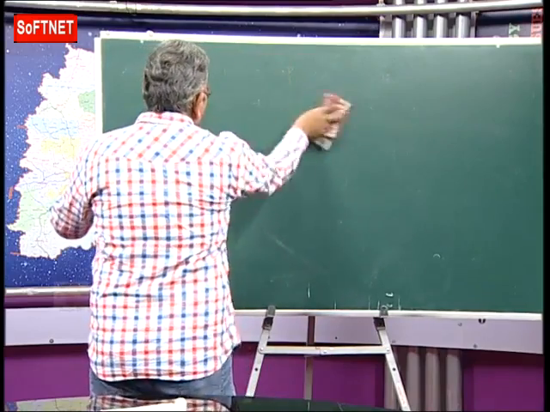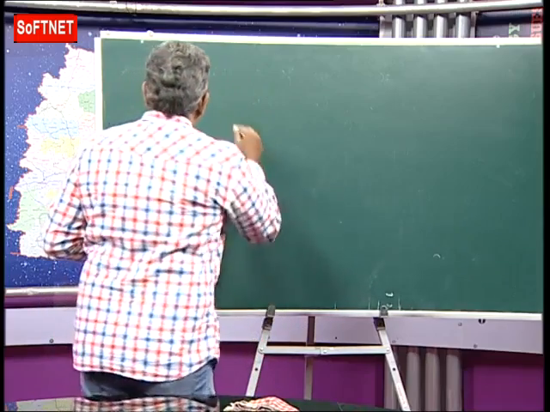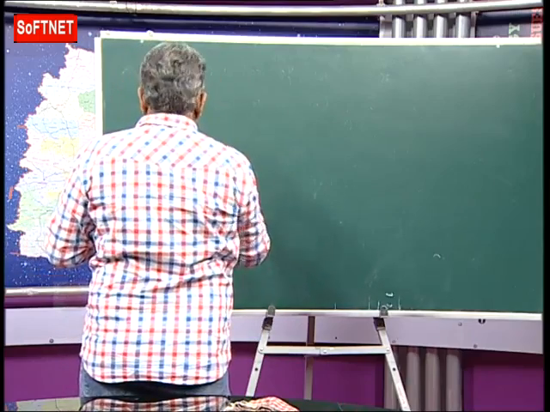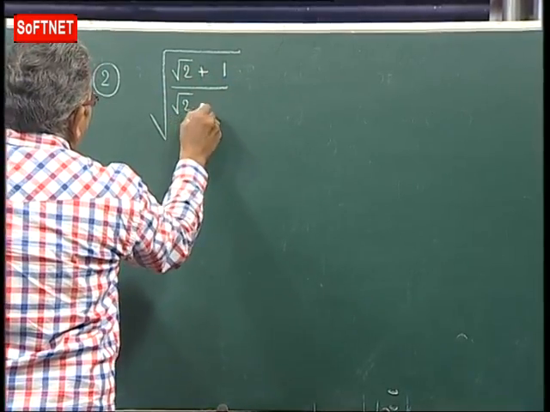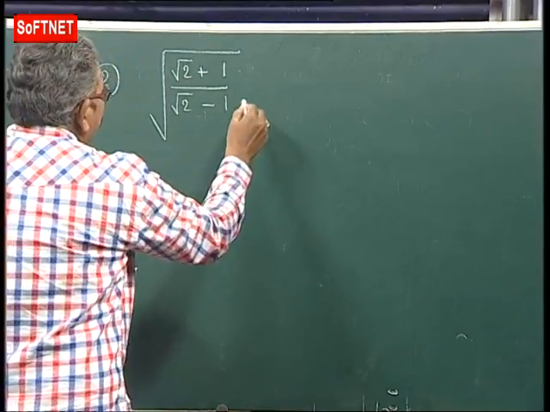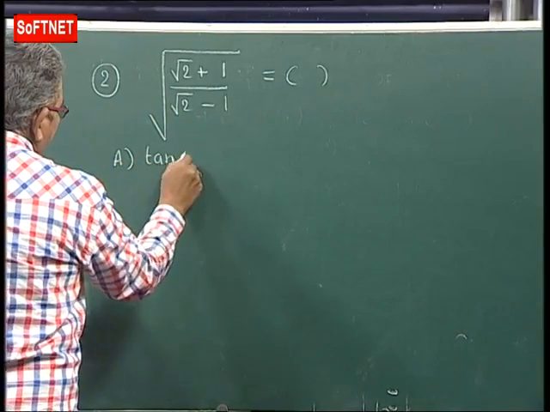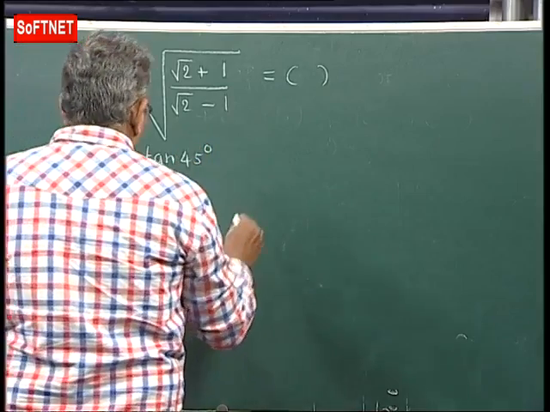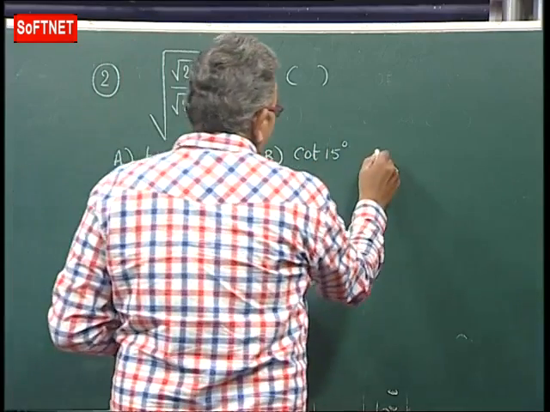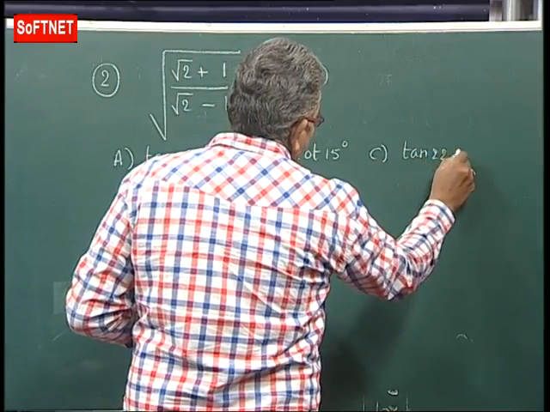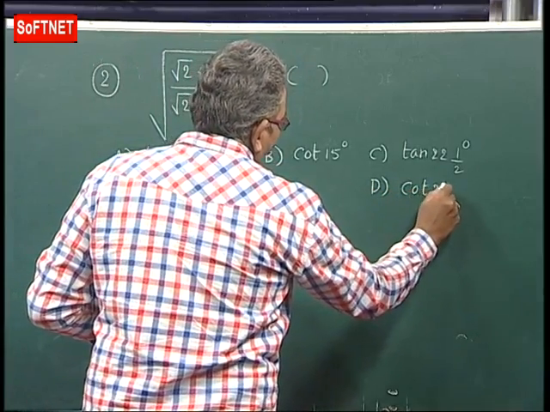Okay, let us move to the next question. Second one: root of (root 2 plus 1 by root 2 minus 1) equals to: A, tan 45 degrees; B, cot 15 degrees; C, tan 22.5 degrees; D, cot 22.5 degrees.